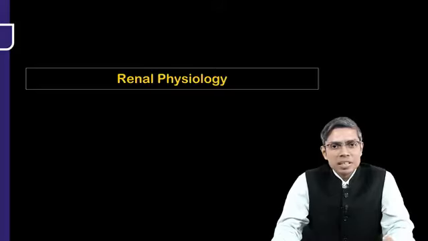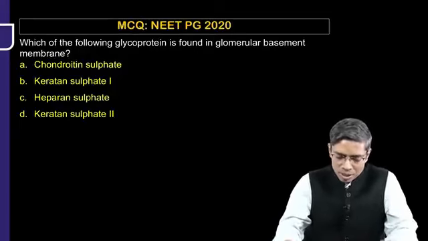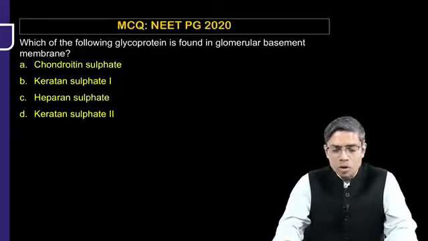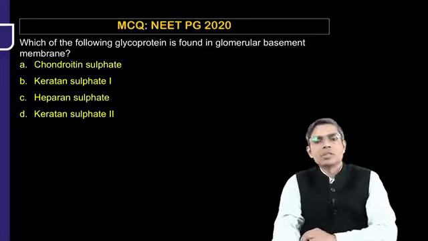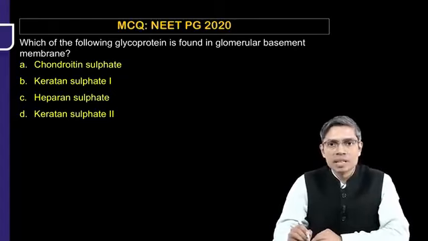Now we are going to quickly revise renal physiology. So let's start. First there is an MCQ. The question is, which of the following glycoproteins is found in the glomerular basement membrane? The question is very specific. Here the question is asking about the glomerular filtration barrier.